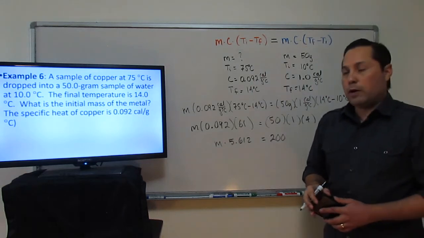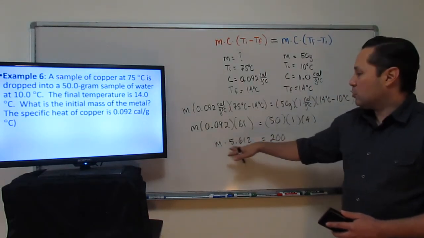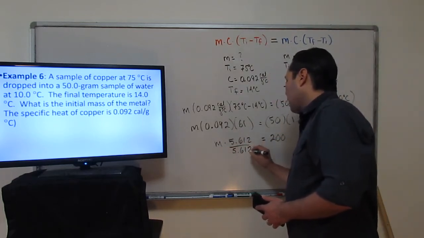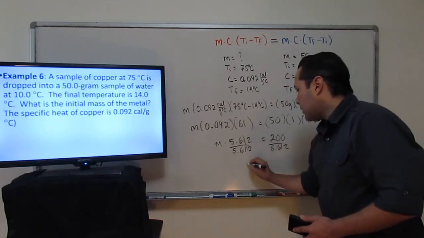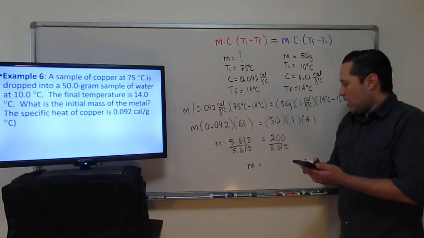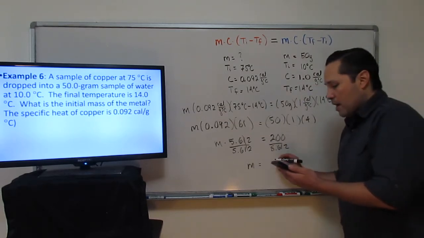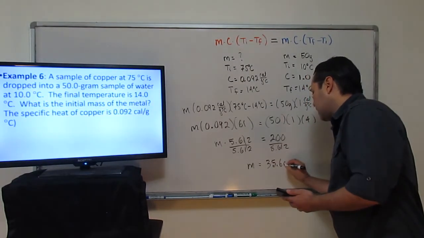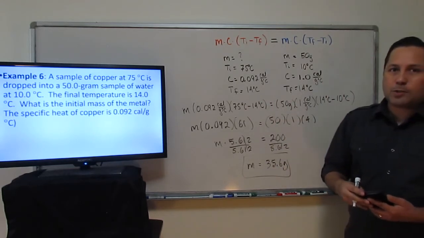All right, next, what do we do? I want to simplify. So I want to get rid of the 5.6. I want the M all by itself. So I'm going to divide by 5.612 on both sides, so that way I can isolate the M. So it's going to be 200 divided by 5.612, which gives me a mass of, we're going to round it off slightly, 35.6 grams. And that takes care of example 6.